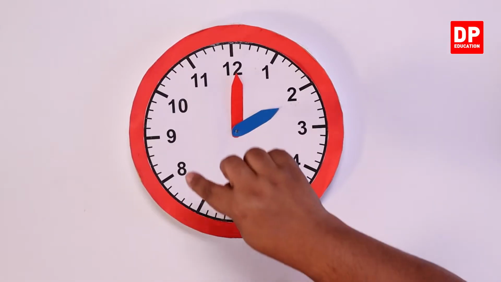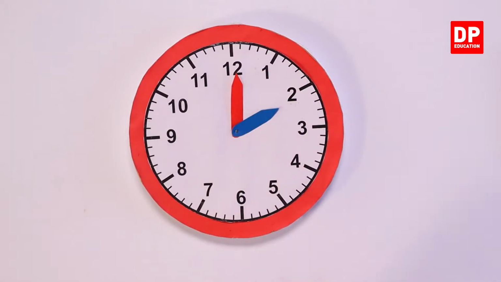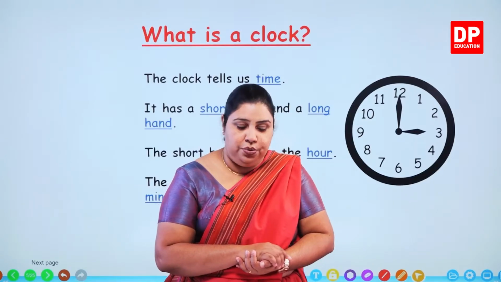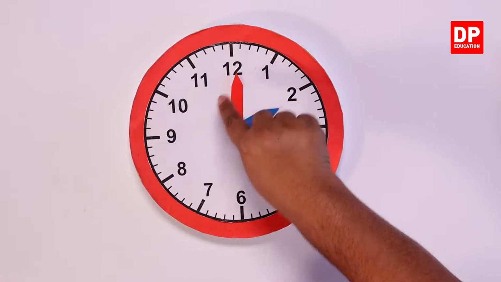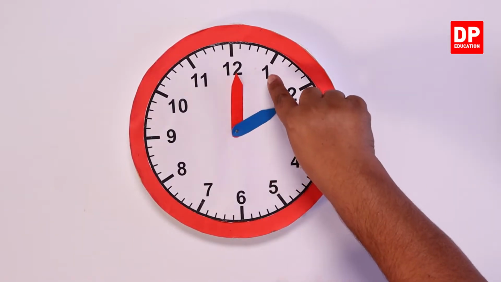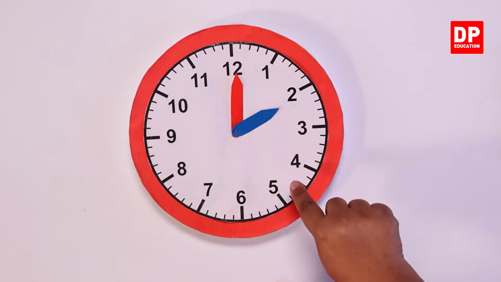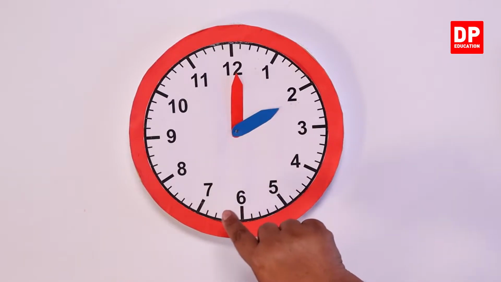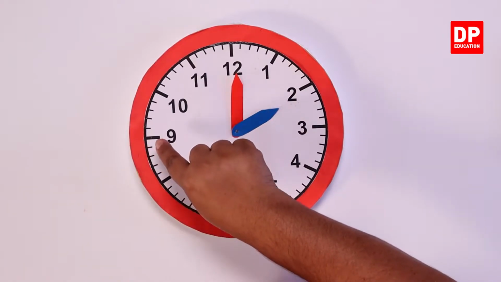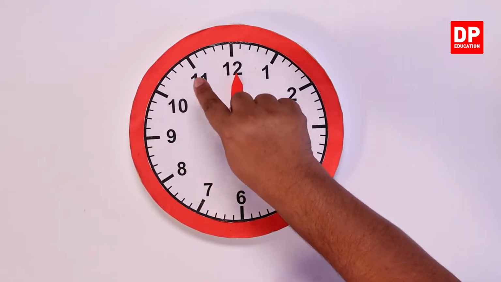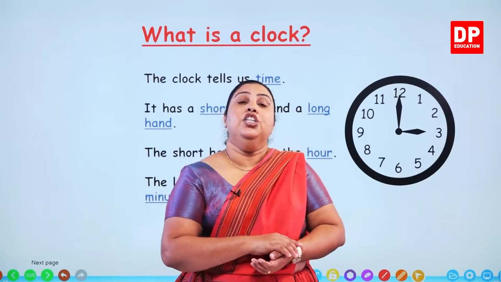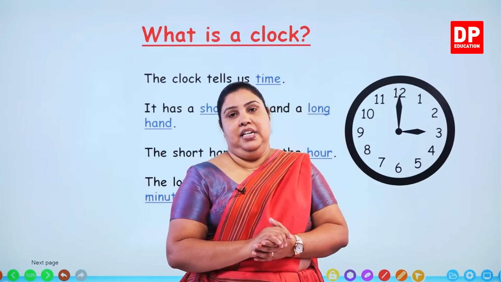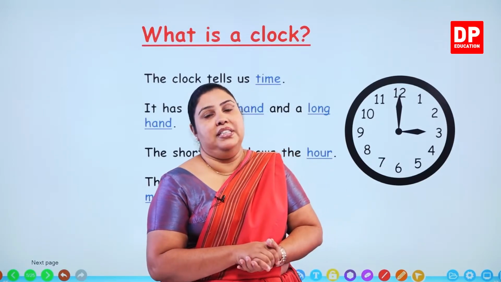What can you see? There are numbers in the clock. How many numbers do we have? Numbers from 1 to number 12. There are numbers 1, 2, 3, 4, 5, 6, 7, 8, 9, 10, 11 and 12. Because we have 24 hours. We have 24 hours in a day.